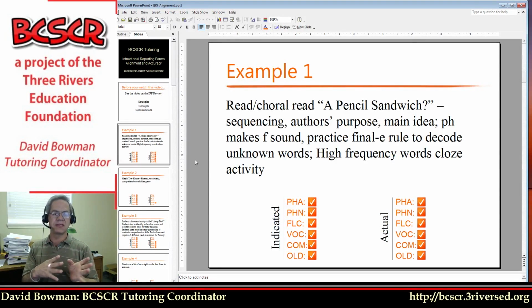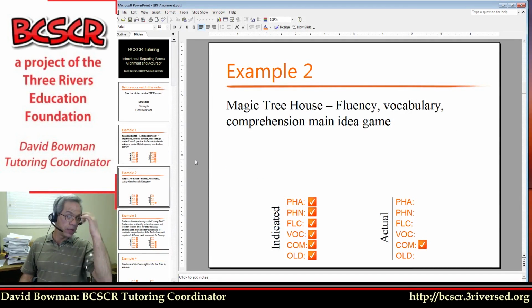I think that in this session right here, which if I remember correctly was 1.25 hours, the tutor hit every area. So this is a very good example. And you'll notice it's a fairly short summary of what happened, and yet it does indicate that each of the required components have been addressed. So a good example. Now in this one, the tutor writes Magic Treehouse, Fluency, Vocabulary, Comprehension, Main Idea, Game.